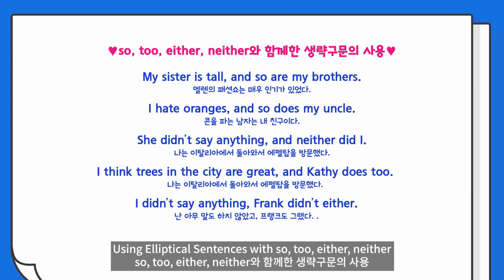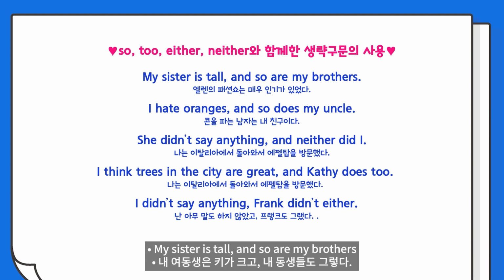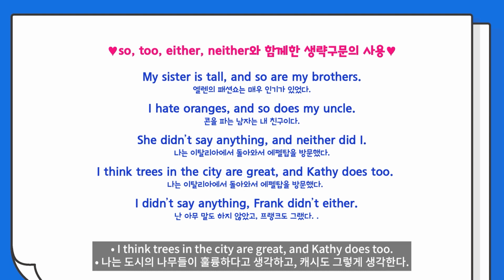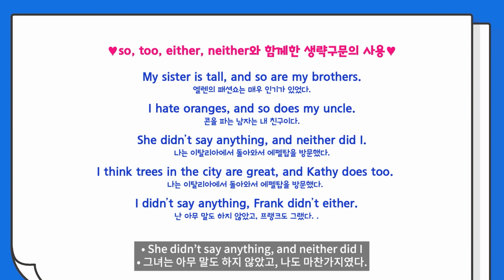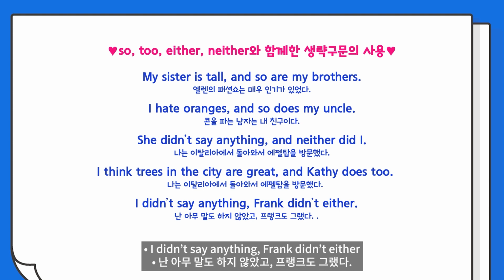Using elliptical sentences with so, to, either, neither. My sister is tall, and so are my brothers. I hate oranges, and so does my uncle. I think trees in the city are great, and Kathy does too. She didn't say anything, and neither did I. I didn't say anything, Frank didn't either.